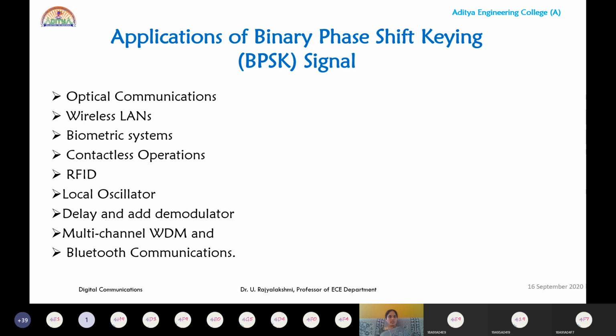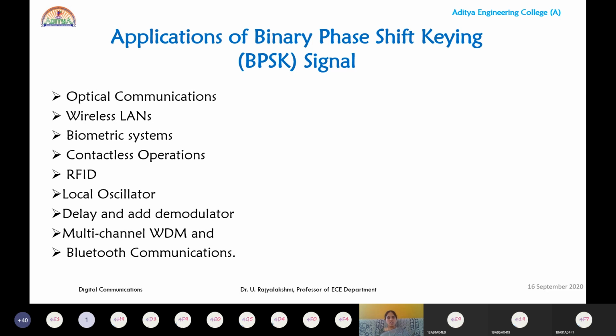So what are the applications? In optical communications, LAN, wireless LAN, biometric systems, even RFID tags, and the local oscillator. Everywhere you can use the local oscillator, because using BPSK you can generate the synchronous carrier, which is a stabilized one, by using 3 sections, namely a square law device, a band pass filter, and a frequency divider by 2. Similarly, add and delay demodulators, wavelength division multiplexing, and Bluetooth communications. So in all these applications, BPSK is generally used.